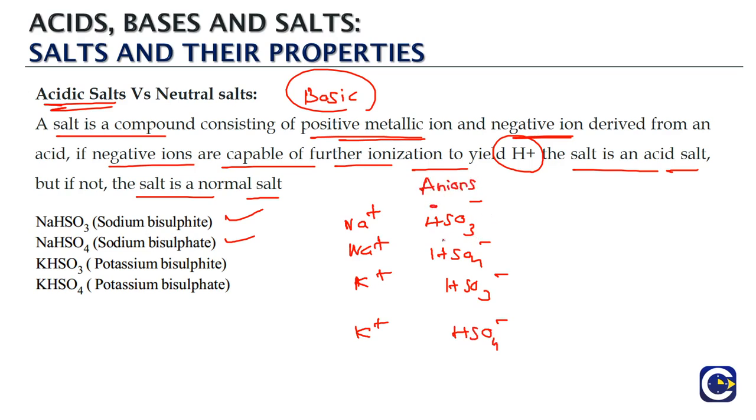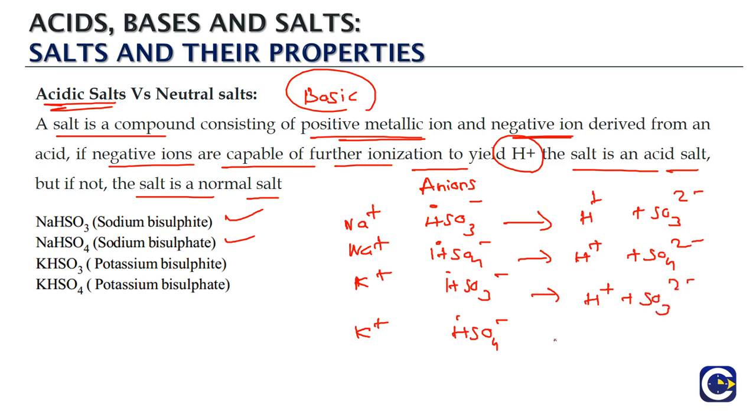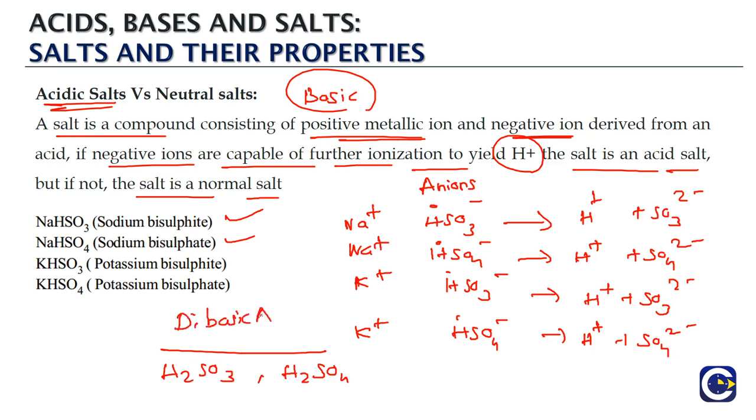they can still produce H plus ion, which means this anion can dissociate to give H plus and SO3 2 minus. This can dissociate to H plus and SO4 2 minus. Same thing, H plus and SO3 2 minus, H plus and SO4 2 minus. Because the corresponding acids H2SO3 sulfurous acid and H2SO4, these two are dibasic acids.